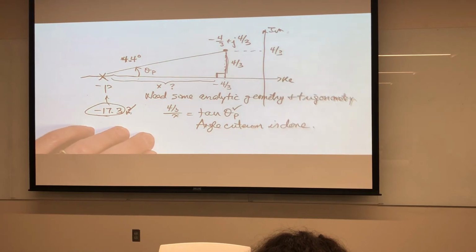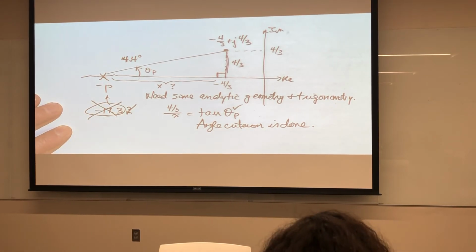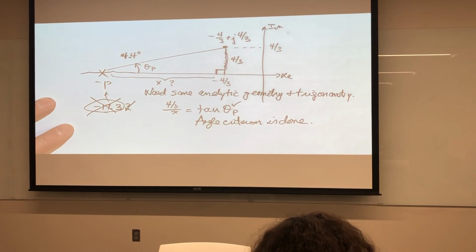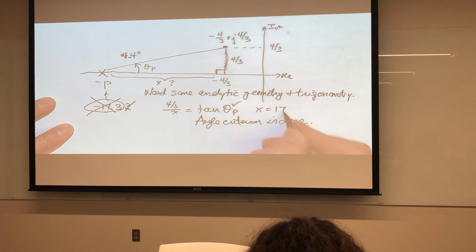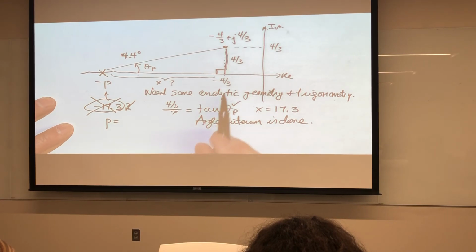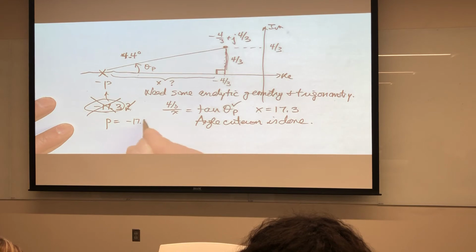Oh, wait, so the X is 17.3. Is X 17.3 or P is 17.3? P is 18.6. Oh, X is 17.3. Okay, perfect. I'm glad somebody mentioned that. P is equal to 18.6 for P: negative 17.3 minus 4/3.